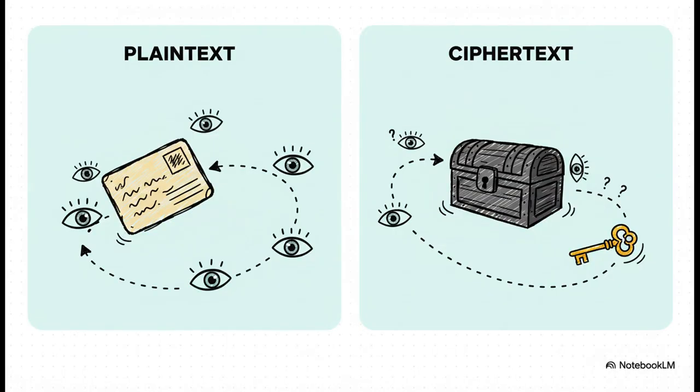Sending unencrypted data is like writing your secrets on a postcard. I mean, anyone who handles it along the way, the mail carrier, their sorting machine, can read it. But with encryption, you're putting that same message inside a locked box. Now, it doesn't matter who sees the box. Only the person with the correct key can actually open it up.